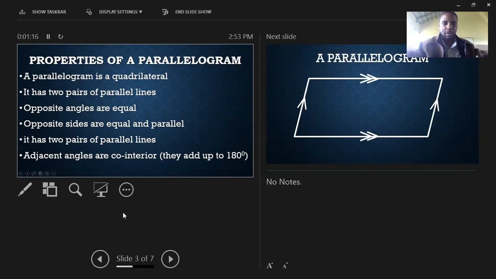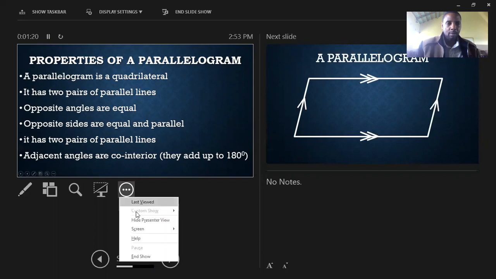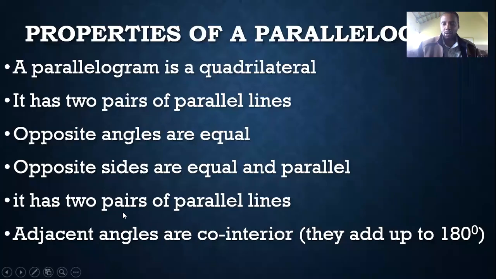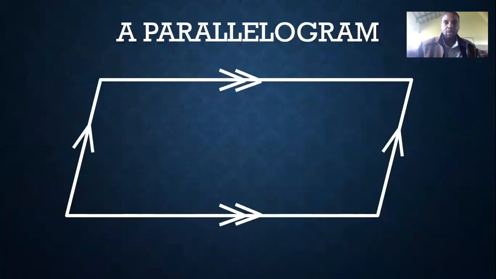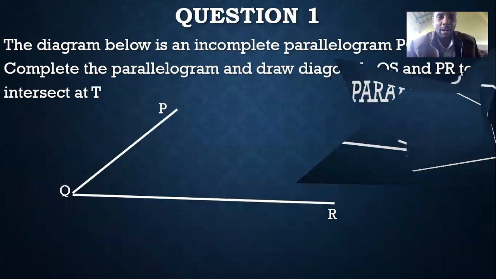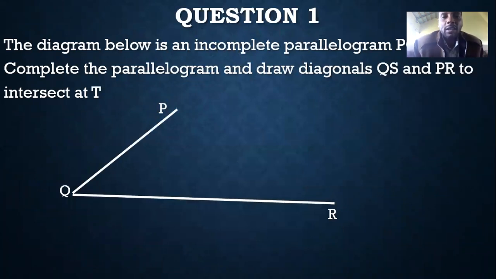Then moving on, we are going to look at three questions. The parallelogram. Three questions that we are going to construct. Question number one. The diagram below is an incomplete parallelogram PQRS. Complete the parallelogram and draw diagonals QS and PR to intersect at T. So we are going to construct a parallelogram where we are given two lines.